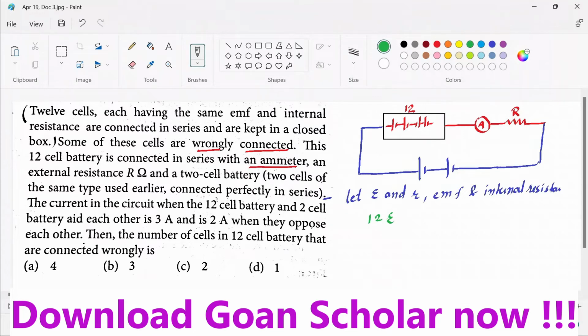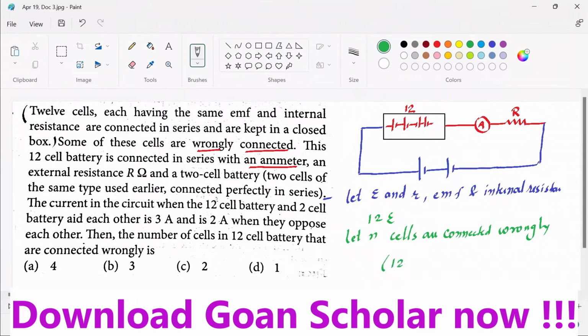And let's say N cells are connected wrongly. Let me repeat. Let N cells, not battery, let me use this word cell, because battery cells combine to form a battery. N cells are connected wrongly. If N cells are connected wrongly, how many cells are rightly connected?